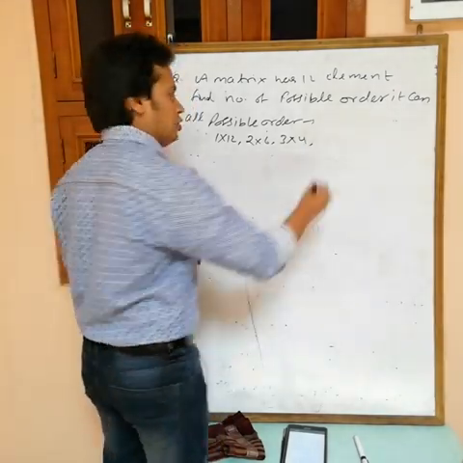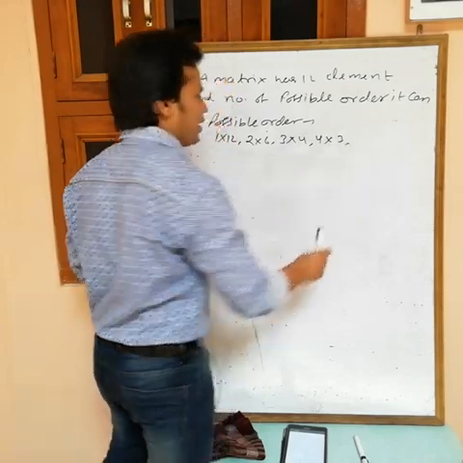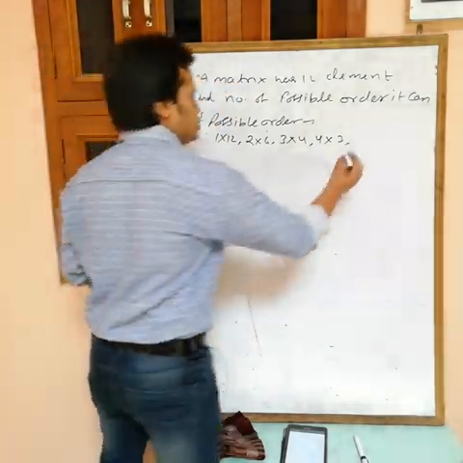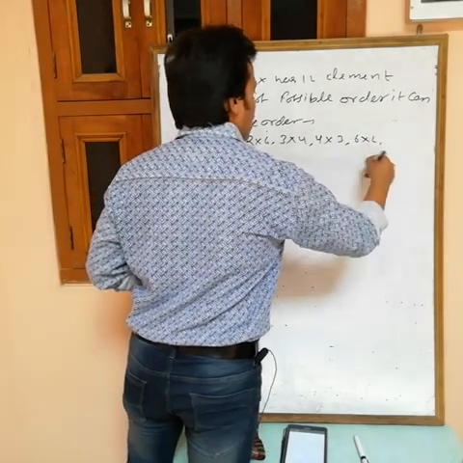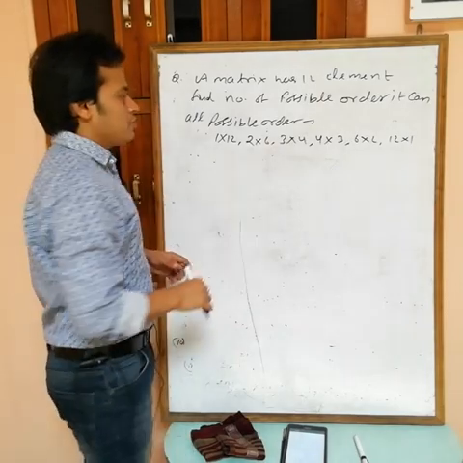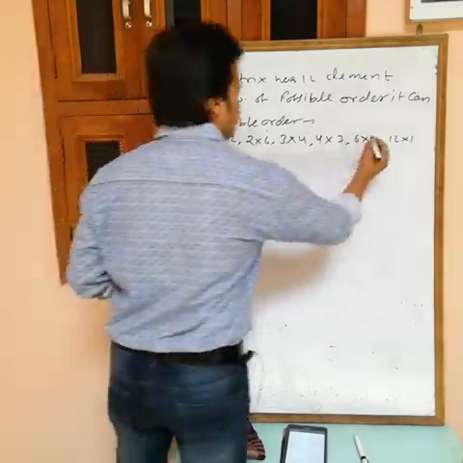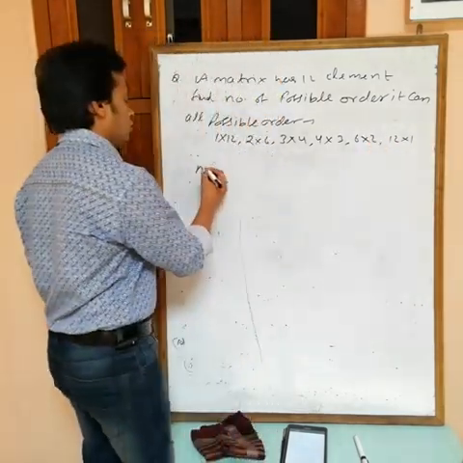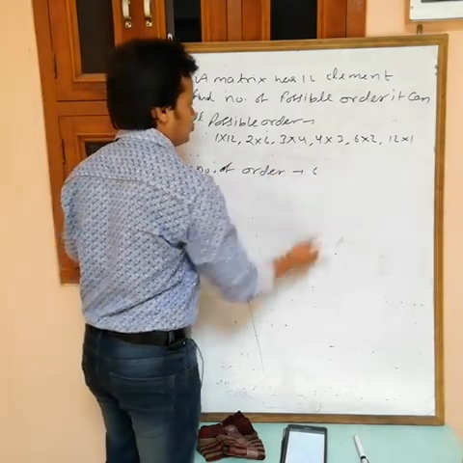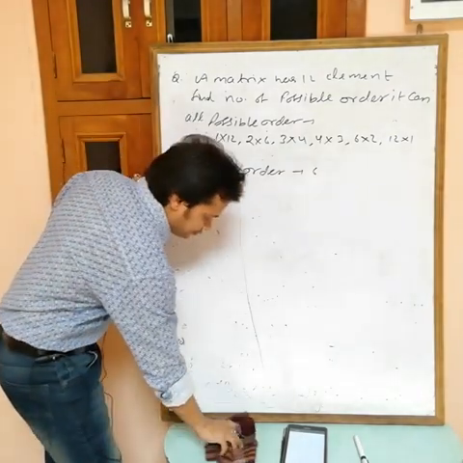Then can I take 4? Yes, 4 by 3. Now I can't take 5 by something, because 12 is not divisible by 5. Then 6 by 2, and then at the end 12 by 1. So how many possible orders do we have? We have 6. Number of orders is 6. Okay, write that down.